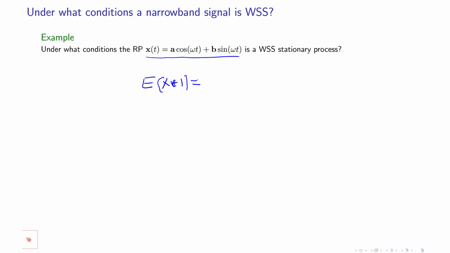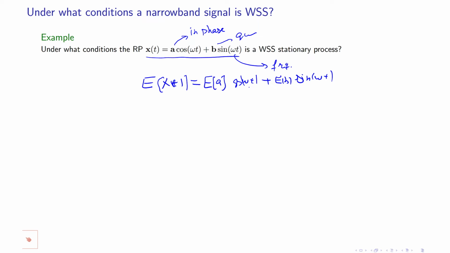So this is equal to, in this example, A is called the in-phase component, which is a random variable. B is called the quadrature component, which is another random variable. Omega is the frequency, and in this example, we assume that it's not random. In that case, the mean of x(t) is equal to the mean of A, which is random, times cosine of omega t, plus the mean of B times sine of omega t, because omega t are not random.